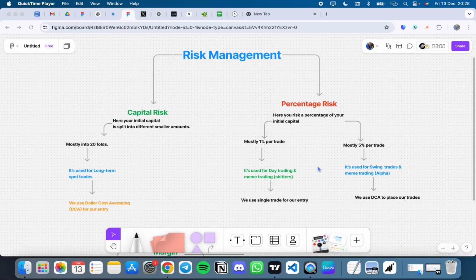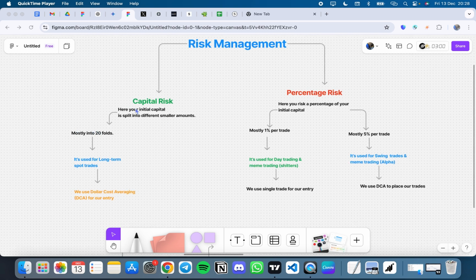All that applies to risk management as a trader. So first off, there are two types of risk management: capital risk management and percentage risk management. When it comes to capital risk management, we have an initial capital and we split it into smaller segments. Mostly we use 20 folds, so whatever amount you have divided by 20 gives you the amount you use per trade.